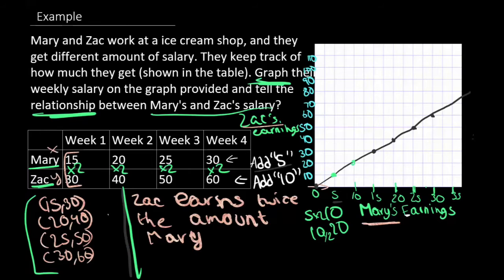If you have noticed, this is in a sentence, and we want our rule or our pattern to be in an equation or expression form. So we're going to write an equation. We can take Mary as M and Z for Zach, and we can say that Z equals M times 2. So when you multiply how much Mary earns by 2, you're going to get Zach's salary. That's how you find it. All right, let's move on to the next one.